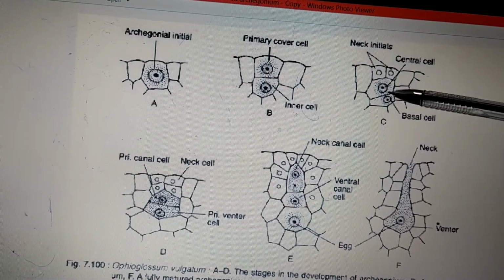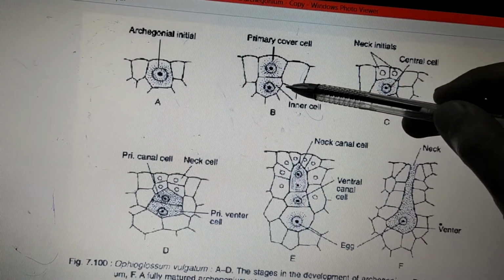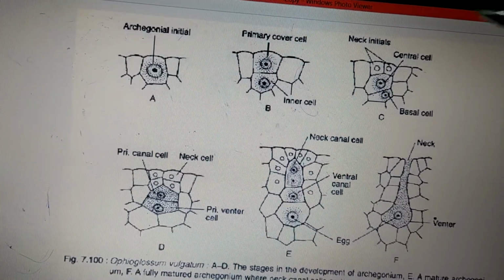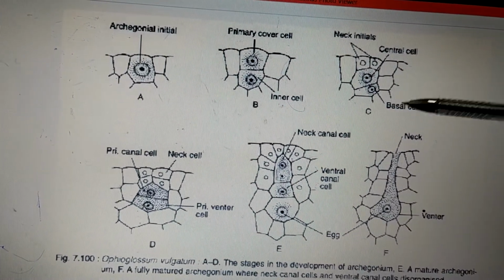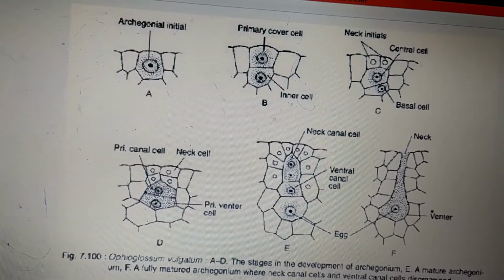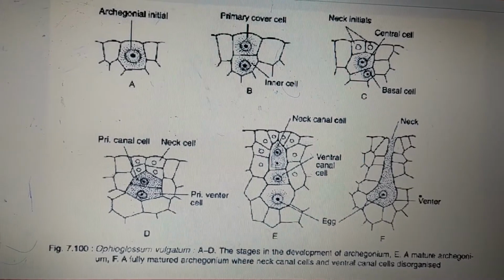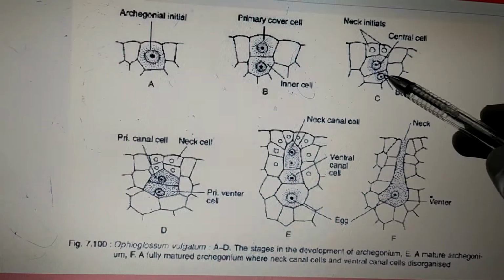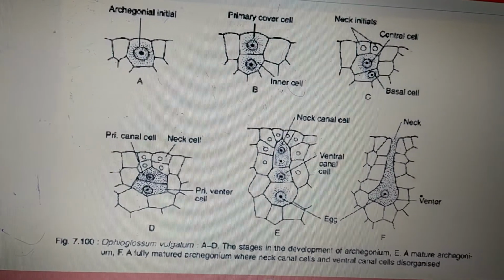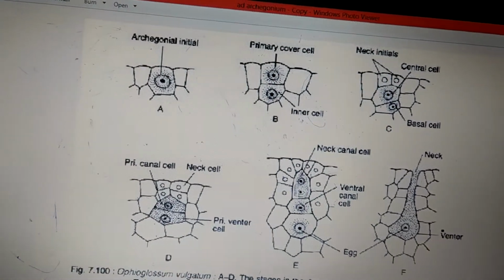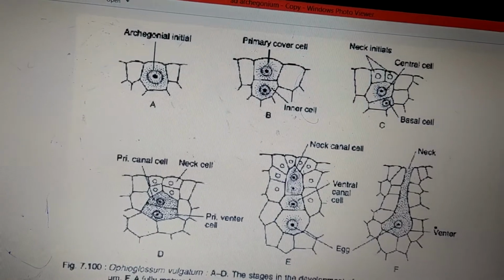So these two are formed by the periclinal division of the inner cell, leading to the formation of an outer central cell and the inner basal cell. Now this basal cell does not divide further, and remains embedded in the thallus. In the sense, it has no role in the development of the archegonium. Now we are left with the central cell.